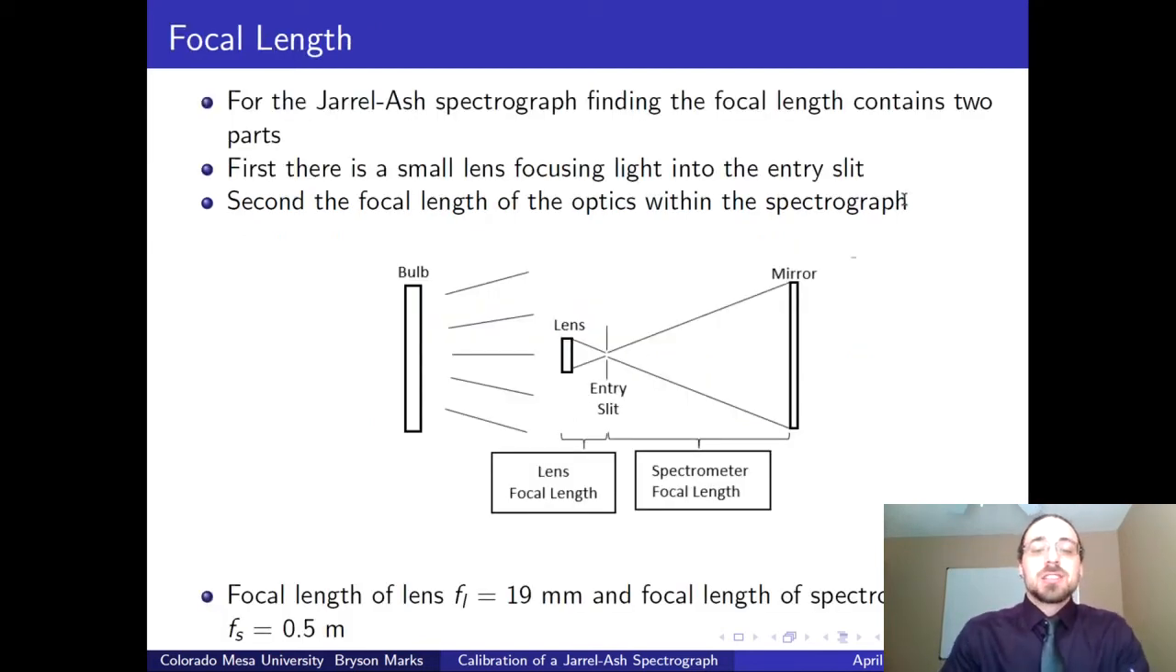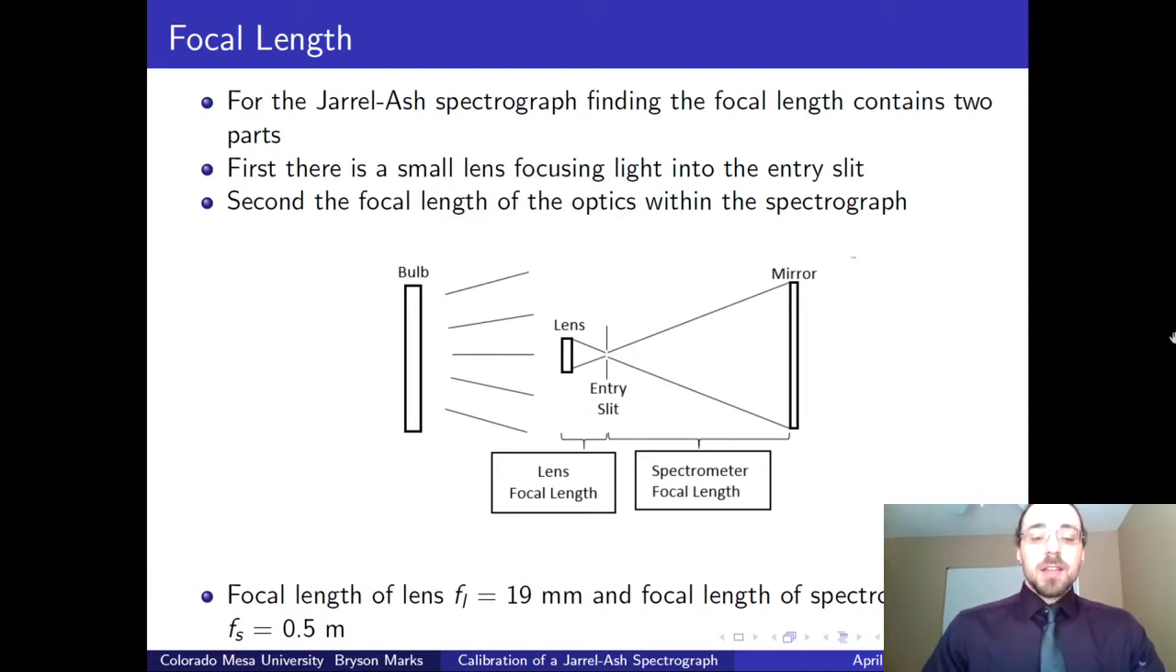Well, for the Jarrel-Ash spectrograph, finding the focal length contains two parts. First, I needed to find the focal length of the small lens that focuses light onto the entry slit. Second, I needed to find the focal length of the optics within the spectrometer. Now, due to the configuration of the Ebert-Fastie, I am able to use the distance between the mirror and the entry slit as the focal length of the spectrometer.